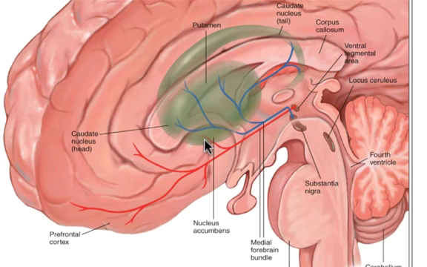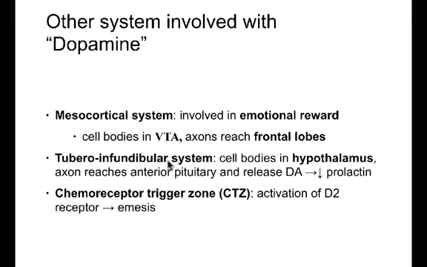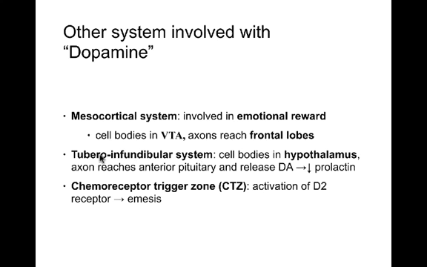So as you can see, your feeling and your behavior are so related to each other because both systems start from the VTA. Some go to the nucleus accumbens and some go to the prefrontal cortex. The one that goes to the nucleus accumbens is called mesolimbic, and the one that goes to the prefrontal cortex is called mesocortical. The tuberoinfundibular system starts from the hypothalamus and goes to the pituitary gland.